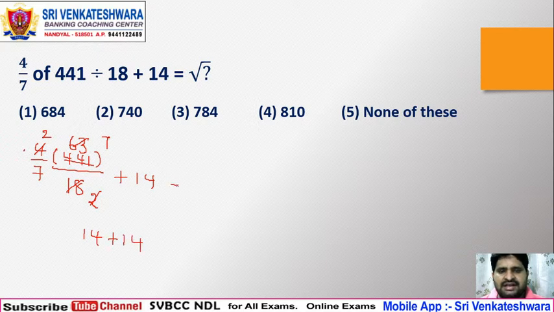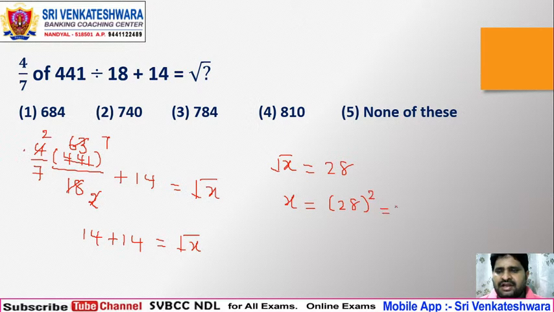On the right hand side, this question mark I write as x, and this is also root x. And 14 plus 14, I write root x is equal to 14 plus 14 as 28, and if I take the root to that side, it will be 28 whole square. And 28 whole square you write as 784 basically.